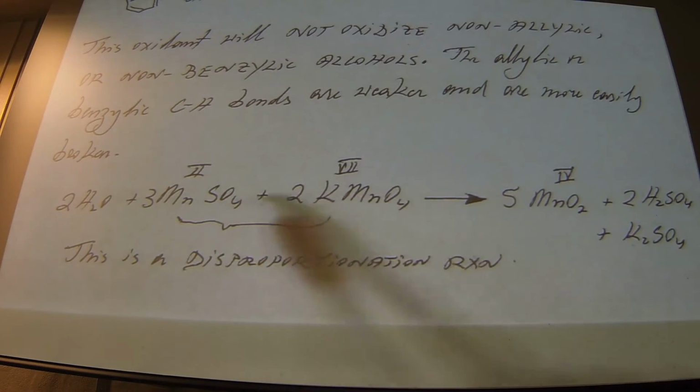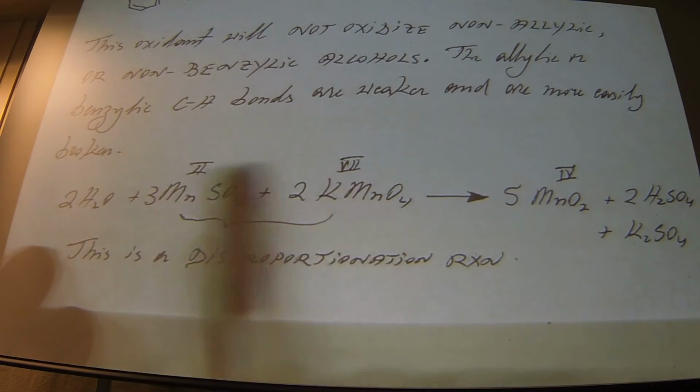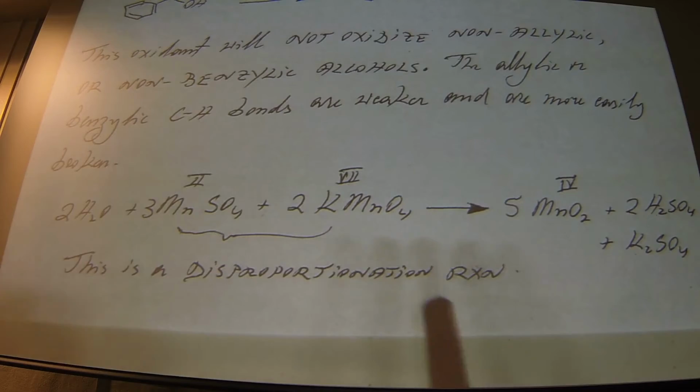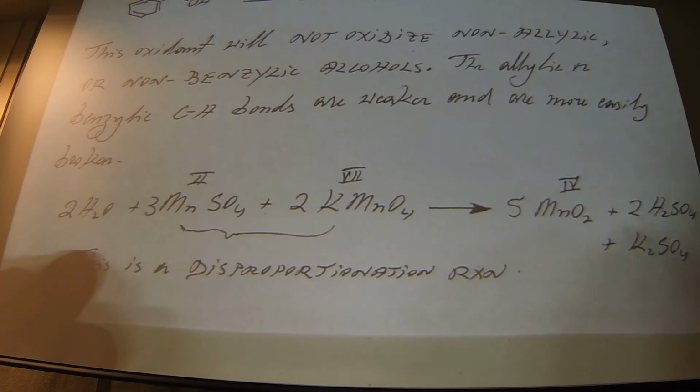Now, notice this is kind of a strange reaction, isn't it? Because you start out with two different oxidation states of the same metal, and then they go to the same oxidation state. These reactions are known as disproportionation reactions. So, in other words, it's an internal redox process. This gets oxidized, that gets reduced. Okay, so that's how you make the manganese dioxide.